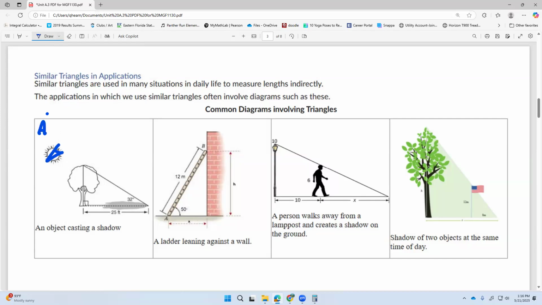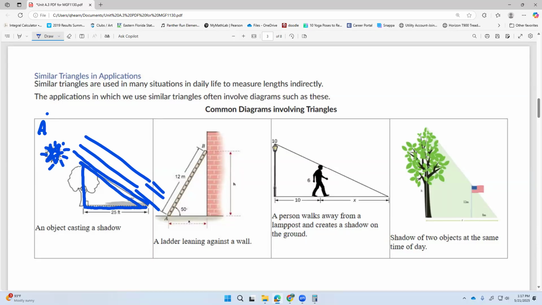You can see our little sunshine here, and the sun is shining down on this tree, which is casting a shadow on the ground. So what happens is the tree acts as one side of the triangle. The shadow on the ground acts as another side of the triangle. And if you can imagine, the sun is shining, right?